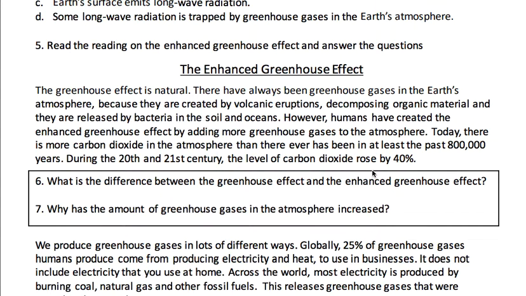But humans have increased the greenhouse effect by adding more greenhouse gases to the atmosphere. We call that, when humans are doing it, the enhanced greenhouse effect. Okay, because it's like the natural greenhouse effect, but now it's enhanced. Enhanced means like bigger. So it's happening more because humans are adding more greenhouse gases to the atmosphere. And look at that fact right at the end. There is more carbon dioxide in the atmosphere today than there has ever been in the past 800,000 years.